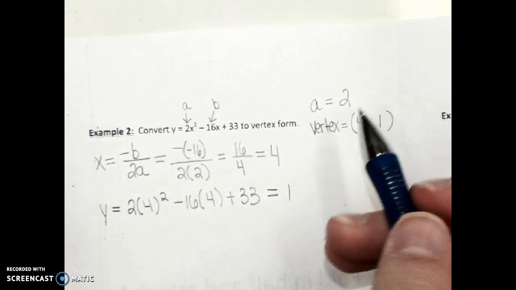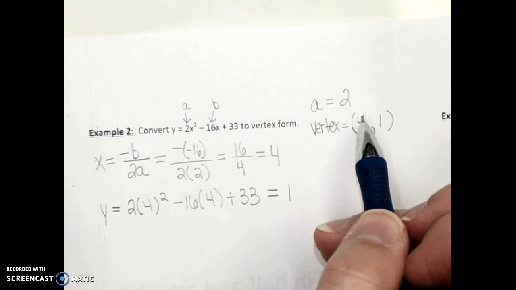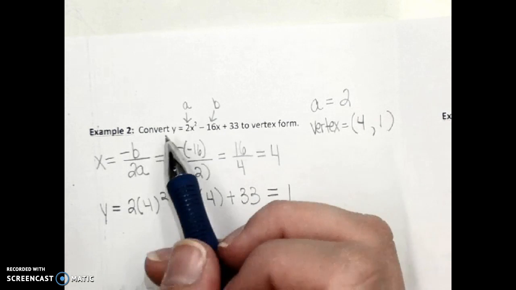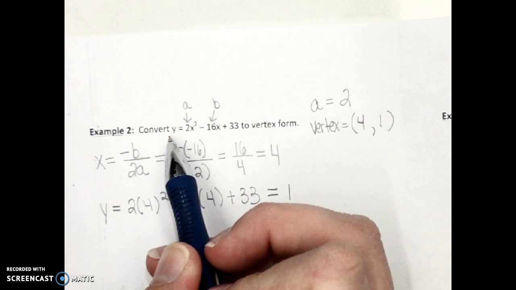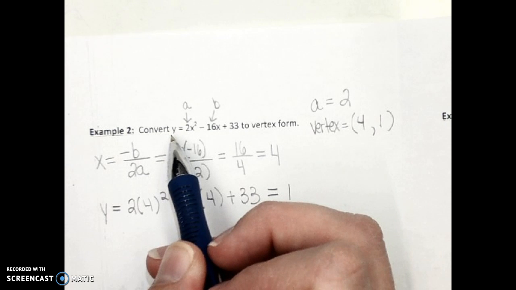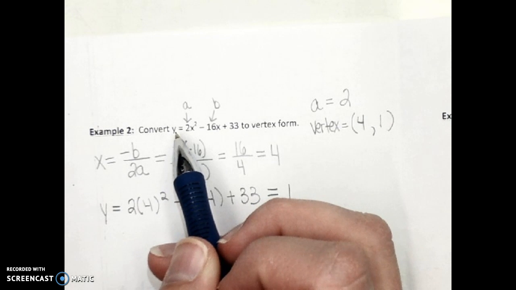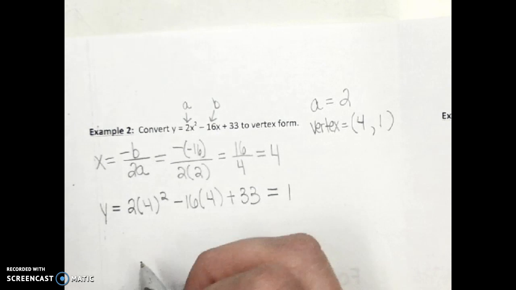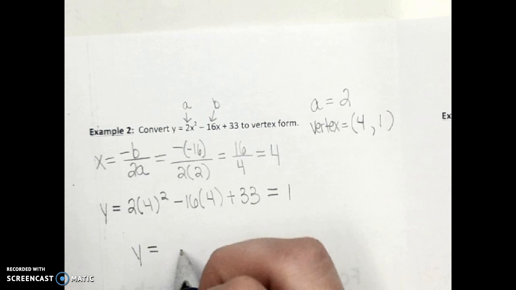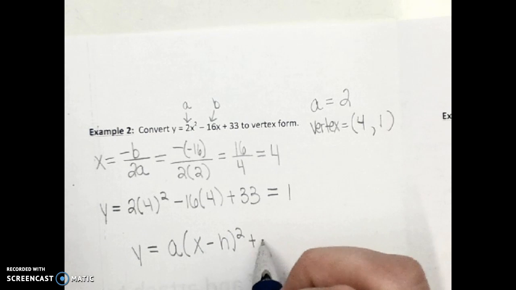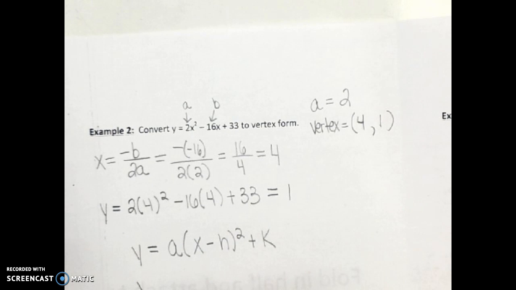I have my A value, I have my vertex. I plug it into the vertex form. Because this starts with y equals, I start my new equation with y equals. I don't use y and then all of a sudden change it up and use f of x. I use what they start me with. So I'm going to have y equals a parentheses x minus h squared plus k. Plug in what I know.